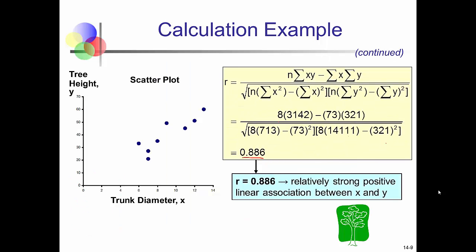This gives us a sample correlation coefficient of 0.886. 0.886 tells us that there's a strong positive association between x and y. And actually, if we look at our graph and were to try to draw a linear function in here, these dots lie fairly close to a line that we could draw approximately in the middle of those dots. So there's a strong positive linear relationship between trunk diameter and tree height. The bigger the trunk diameter, the taller the tree.